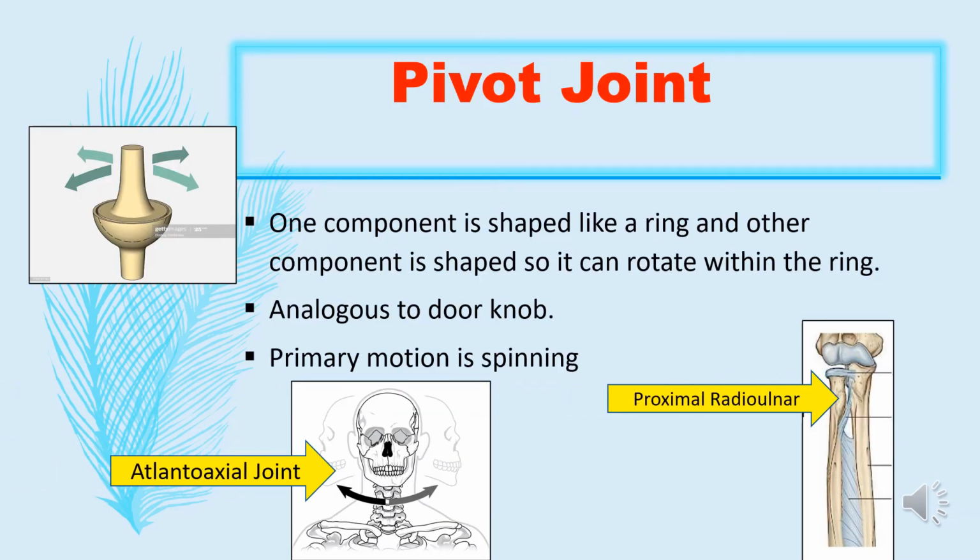Pivot joint: one component is shaped like a ring and another one is shaped so that it can rotate within a ring, and it is analogous to a doorknob, and the primary motion is spinning. Let's see the examples. As you can see in your neck joint, there is a rotation which is happening at your atlantoaxial joint, so it comes in the category of pivot joint. And another one is the proximal radio-ulnar joint, which again allows a rotation and a spinning movement.